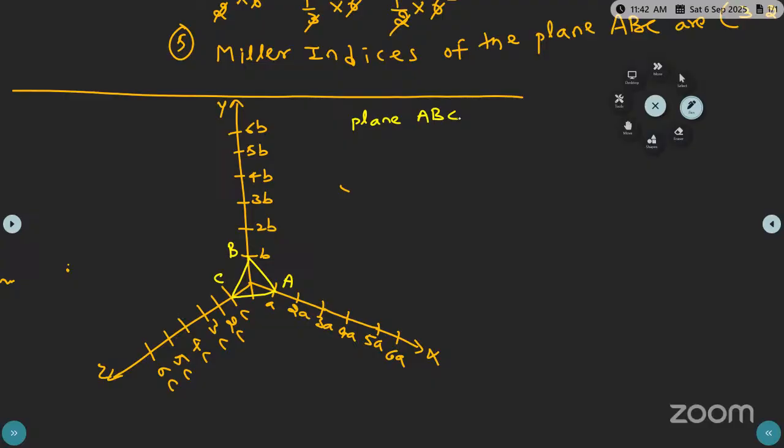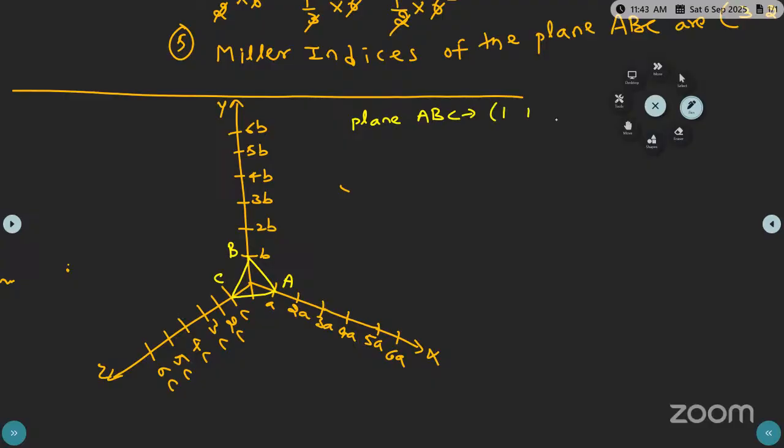Plane ABC, what are the Miller indices for plane ABC? The intercepts for plane ABC are known, right? The intercepts are A, B, C, small a, small b, small c. Their multiples are 1, 1, 1. If the intercepts and the corresponding multiples are known, then how do we find Miller indices? Again we have to consider reciprocals, 1 by 1, 1 by 1, 1 by 1. Then convert them by multiplying with their LCM. The LCM of 1, 1, 1 is 1, so the Miller indices are 1 1 1. So the Miller indices of plane ABC are 1 1 1.